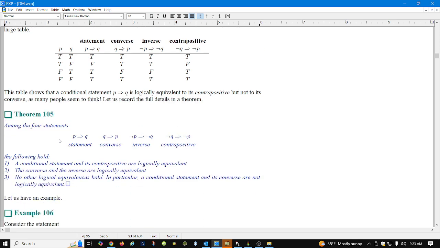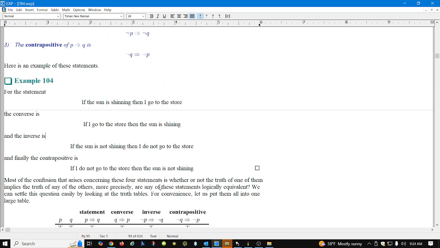So here's a theorem. We have the four statements. A conditional statement and its contrapositive are logically equivalent. The converse and the inverse are logically equivalent. No other logical equivalences hold. And I say in particular, a conditional statement and its converse are not logically equivalent. This should make perfect sense to you.